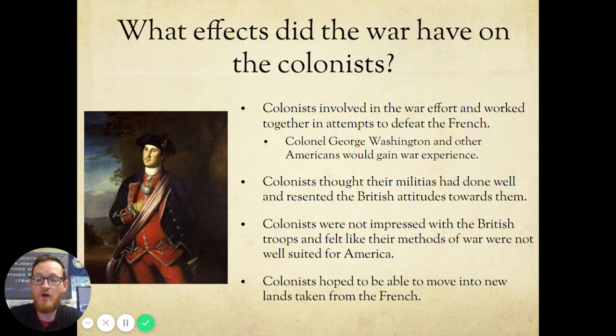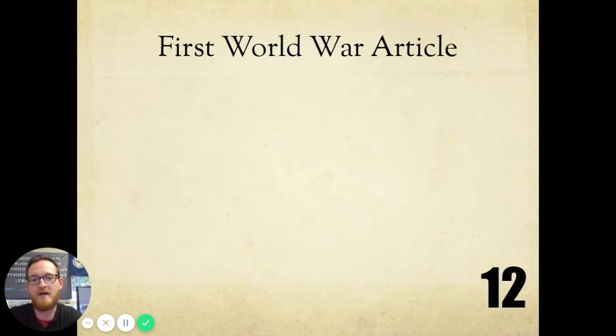The colonists also hoped that with the victory in the war, they were very happy about it, thinking, hey, we're going to get to move into these new lands that the British have acquired west of the Appalachian Mountains, the Ohio River Valley, and those different areas.